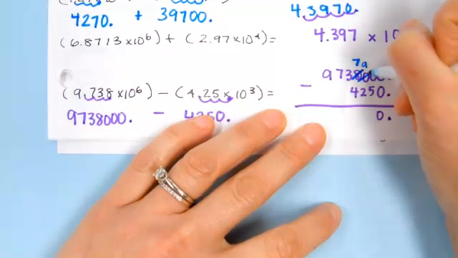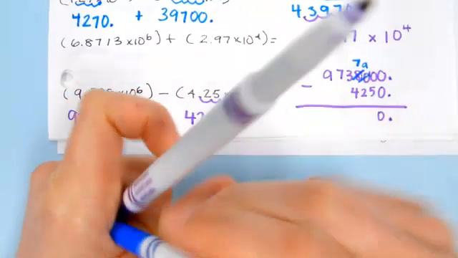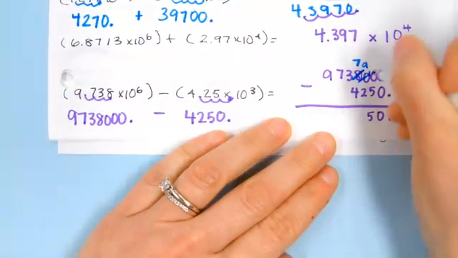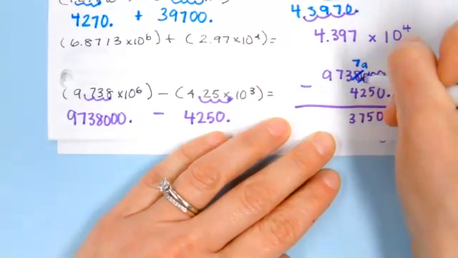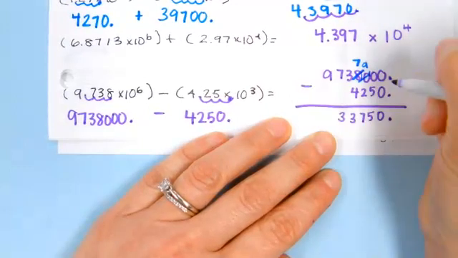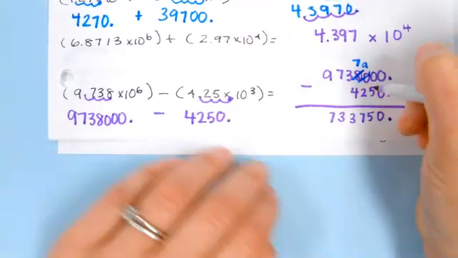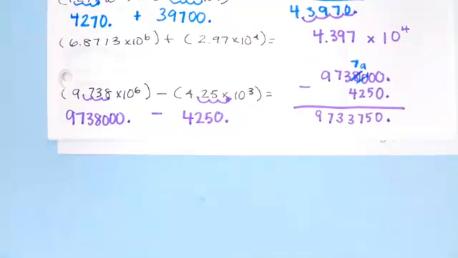Now this one that we need here is a 10, right? 10 minus 5 gives us 5. 9 minus 2 is 7. 7 minus 4 is 3. Then what? 3 minus nothing is 3. 7 minus nothing is 7. 9 minus nothing is 9. There's our answer in standard form.